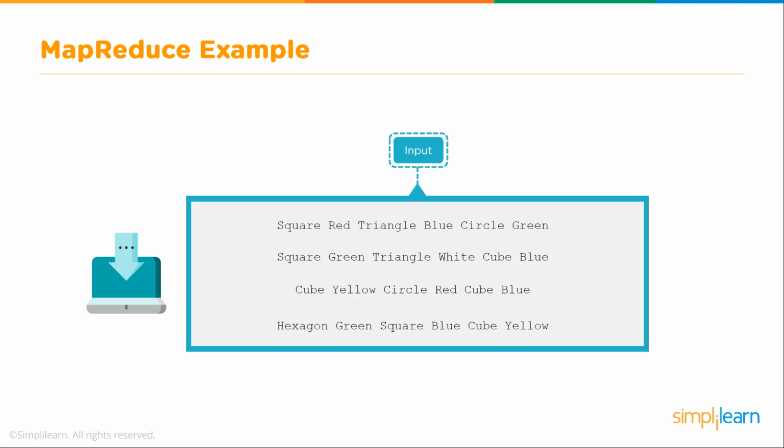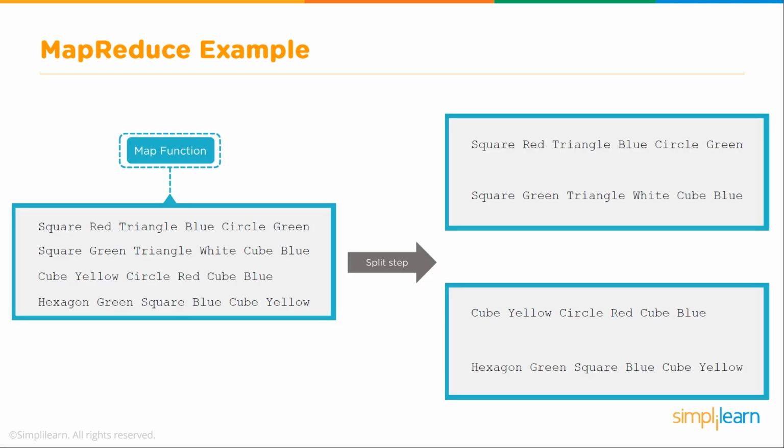So as we go through MapReduce, let's look at an example. We have square red triangle, blue circle green, square green triangle, white cube blue, cube yellow, circle red, cube blue. So we have these different lines that are describing random squares and colors and things like that. Let's say that's our input. You might think of this as a Twitter account describing the politics of the day. We got an orange circle and whatever. So this is an input coming in.